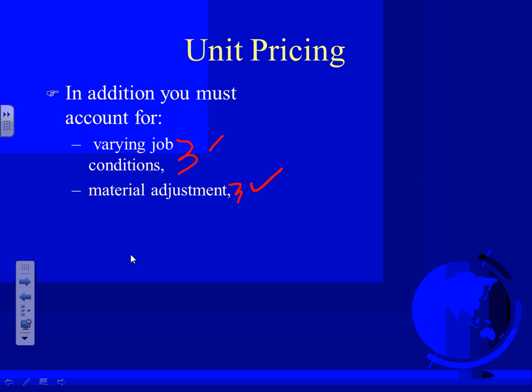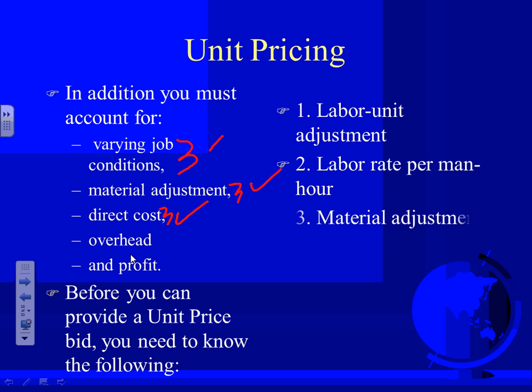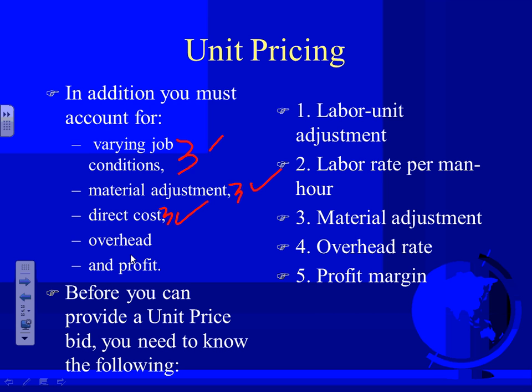Material adjustment: you want to adjust your material. There are certain things, guys, that you have to adjust because the price must go up and down. Direct cost, permits and what not. Don't forget that when you go change it, you have to pull a permit. So make sure you add these to it. Overhead, profit, labor units adjustment, labor rate per man, material adjustment, overhead. Can you guys see all this? You have to take these into consideration when you come up with the unit price.